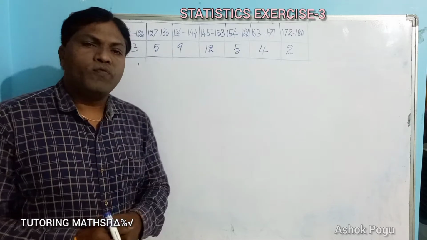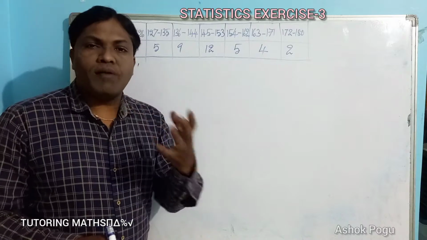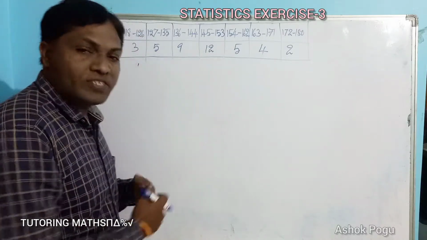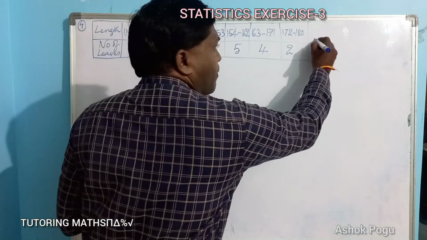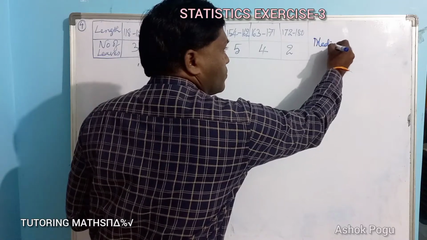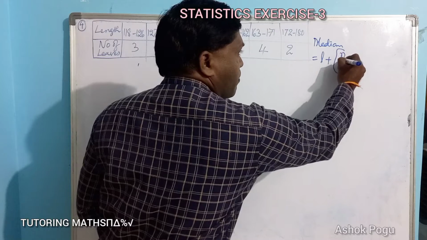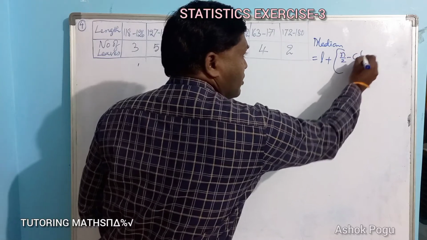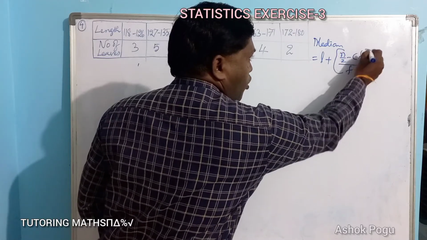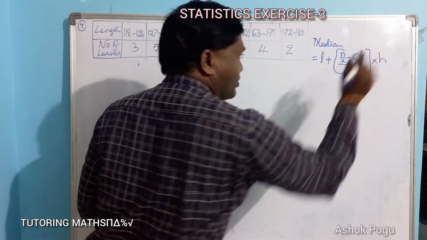As you know, first of all, let us recall the formula. You better write the formula first of all. What is median? Median is equal to L plus n by 2 minus cumulative frequency by small f into h.